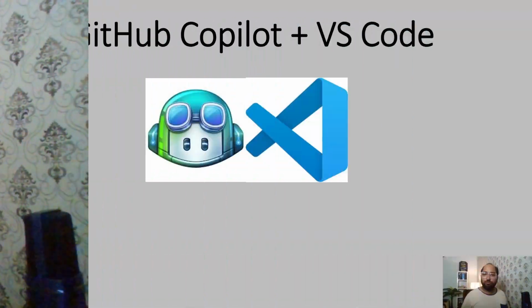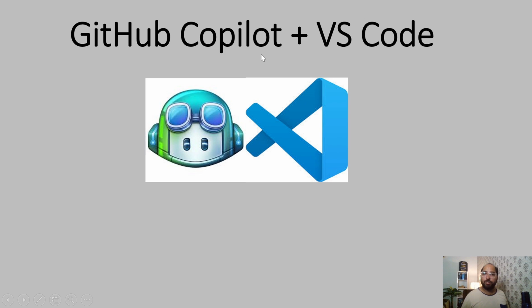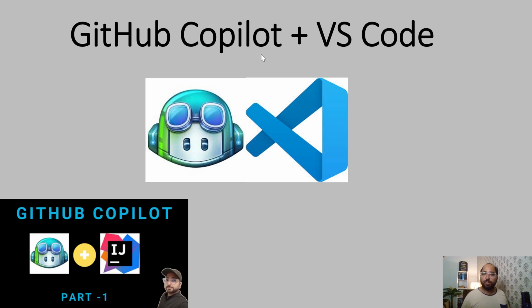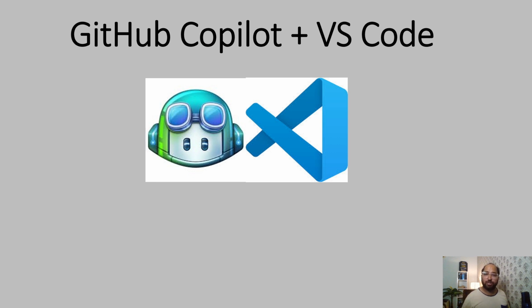So today we are going to talk about yet another interesting topic on AI, that is GitHub Copilot integration with Visual Studio Code. So previously we covered GitHub Copilot integration with IntelliJ. In case you want to check out, you can check out the same in the description. I'll be sharing the link of same. Today we'll be talking about how to integrate GitHub Copilot along with Visual Studio Code.